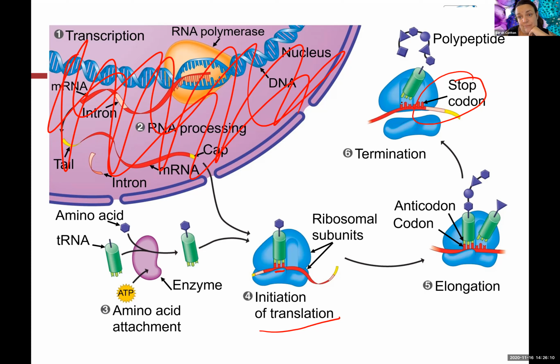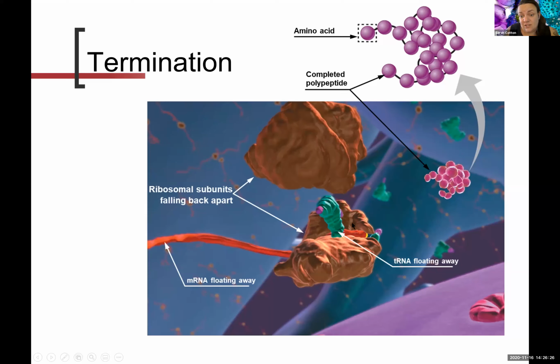So this is an image of all of that falling apart. We hit a stop codon. There's no new tRNA that can come into there because there isn't one that matches it. There are no tRNAs that have an anticodon that match up with the 3 stop codons. So then everything just comes apart.